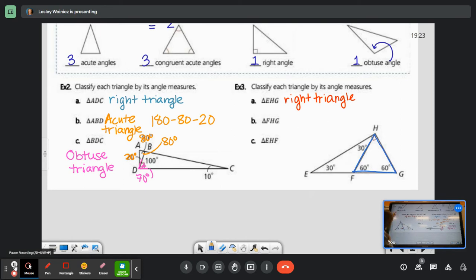Okay, so we don't know what this little guy is yet, but we know that this little guy plus 30 add up to 90. So 30 plus my unknown angle make 90. That means my unknown angle has to be 60. 60 degrees. So if they are all congruent, then FHG is equiangular.